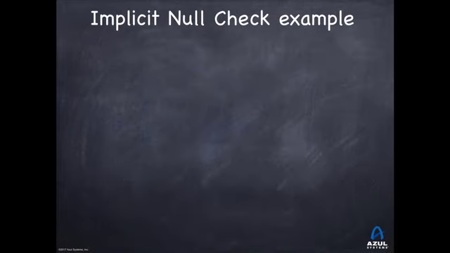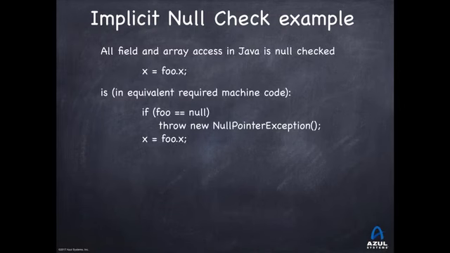Another example is an implicit null check. Now, if you look at how we access some field or an array in Java, we'll do it like this. We'll say x equals foo.x. So we're taking the value of x internally in foo and assigning it to x. But of course, if foo is null, we can't reference through it, so we get a null pointer exception. The code that's really generated is what we see here. So it's effectively, if foo equals null, throw a new NullPointerException, otherwise assign the value of foo.x to x, which is all good.